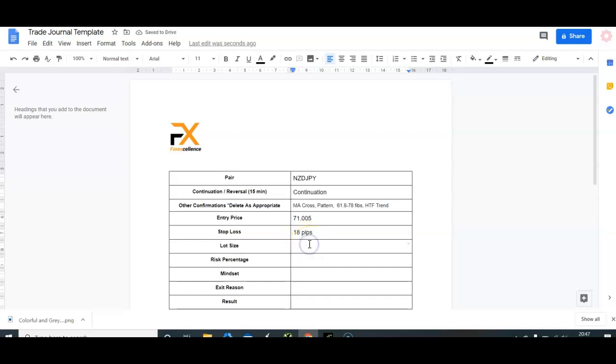I then put the lot size that I'm working with in there. So for example, 0.10, and the risk percentage. Now I have a couple of accounts. This particular account that I'm trading on this public forum, I'm risking 5% per trade. So I'll put that in there.